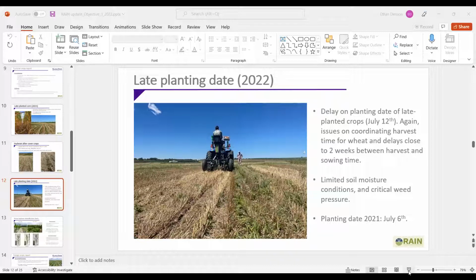And when we are talking about late planted corn, on my mind, from a farmer perspective, it might be more around mid-June, maybe late June at the latest. This is probably extreme, but we can do it because of our research.